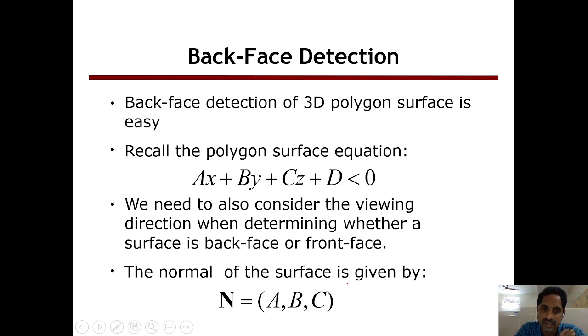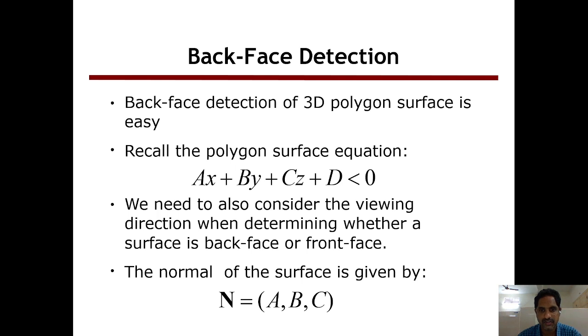You can define the three surfaces of the algorithm. First one is ax plus by plus cz plus d equal to 0, ax plus by plus cz plus d less than 0, and ax plus by plus cz plus d greater than 0. Here you can recall the polygon surface equation, that is ax plus by plus cz plus d less than 0. It is the main part of the equation.